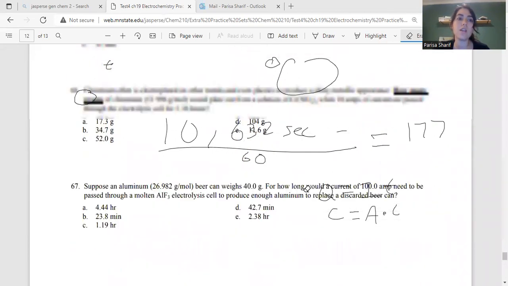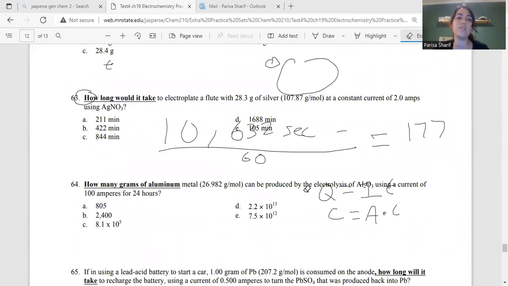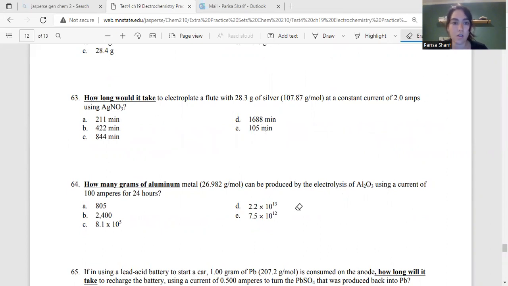Yeah, so 63 is a 211. I believe the reason I'm a little off is because when you round in these situations where you're dealing with huge numbers, rounding has a much greater effect. So I got 177, but if you're using your significant digits and using this number, you should get 211.